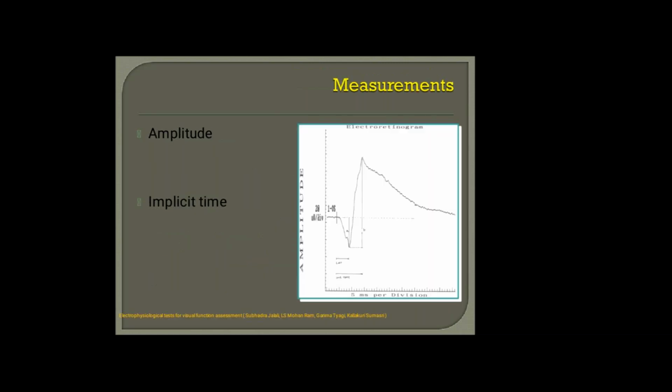So this is the waveform of an ERG, the response that is being seen. It is important again to understand how you measure the amplitude and how you measure the implicit time. For the sake of time, I'm not going into the details of the measuring part. Just remember that amplitude is measured from the baseline to the trough and from the trough to the peak, and time is always measured from the baseline to the trough and the baseline to the peak.